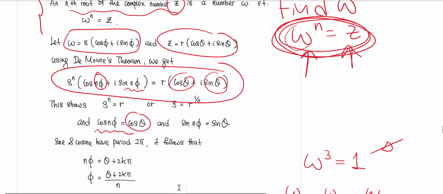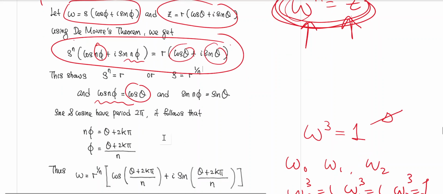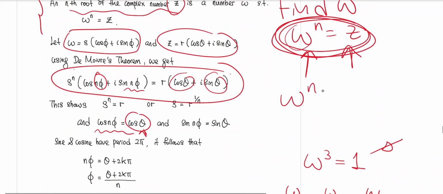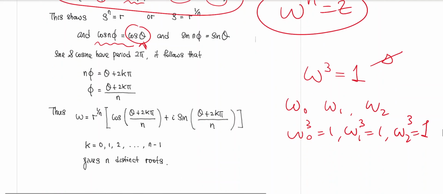But because sine and cosine are 2 pi periodic, n phi will actually be theta plus 2k pi. In order for this to be the same, you can have n phi equal to theta, or n phi equal to theta plus 2 pi, plus 4 pi, and so on and so forth. If you solve this for phi, you will see that phi is equal to this over n. Nothing very complicated, this is pretty straightforward. So if you want to find a w such that w^n equals z, your w is going to be in this form.